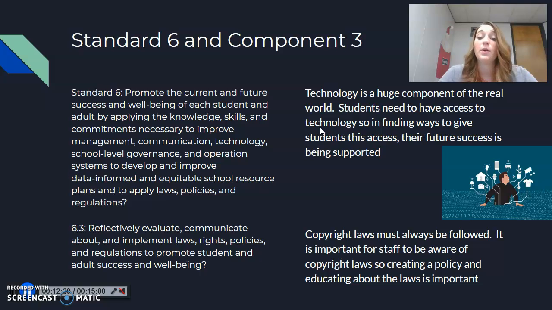It is important for us to be aware of the copyright laws. So we need to create a policy and educate about it. And that is how, using this case study, we followed Standard 6 and 6.3.